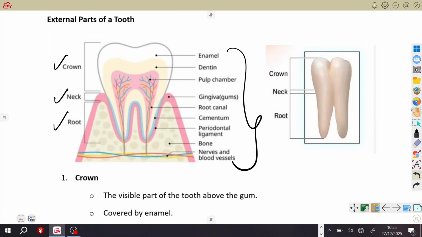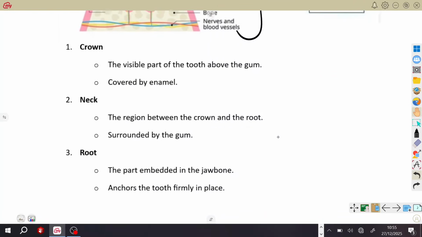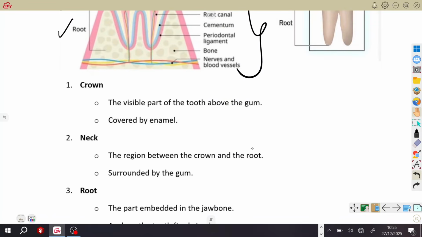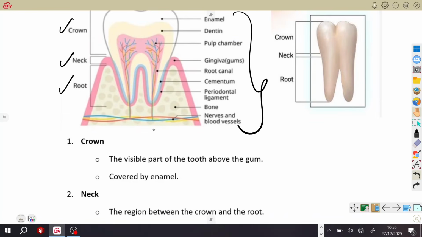All right. So now let's talk about these structures. One, crown. What is the crown? The crown is the visible part of the tooth above the gum. So this visible part of the tooth, when you look at the teeth, the part that you see which is above the gum is what we call the crown.